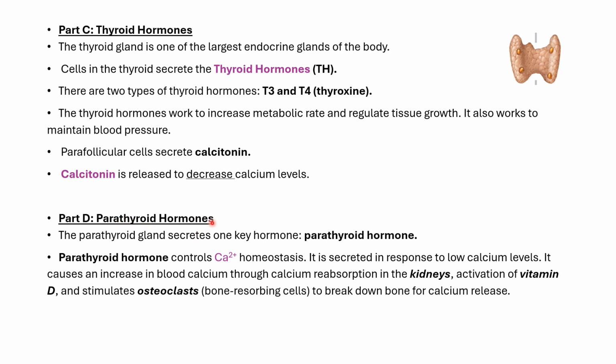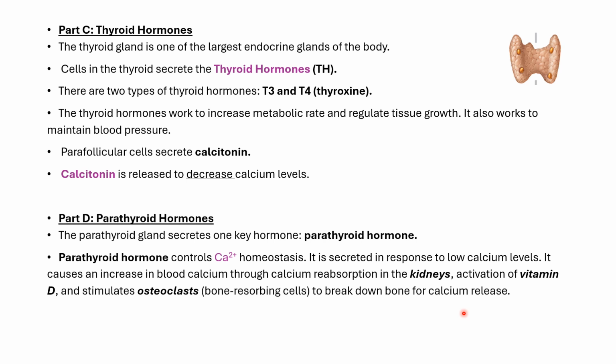For parathyroid hormone, the stimulus is not an anterior pituitary hormone. It is when the calcium levels are low in the blood that parathyroid hormone is released, and it acts on the kidneys. In the kidneys, it causes reabsorption of calcium from the kidney tubules. Then it also causes activation of vitamin D, and that vitamin D results in more absorption of calcium from the intestines.